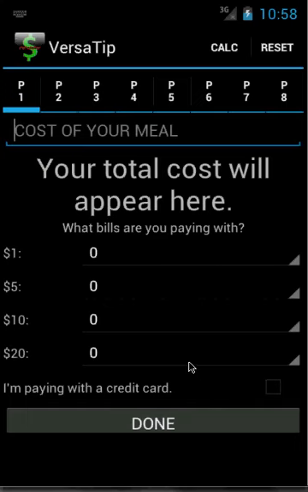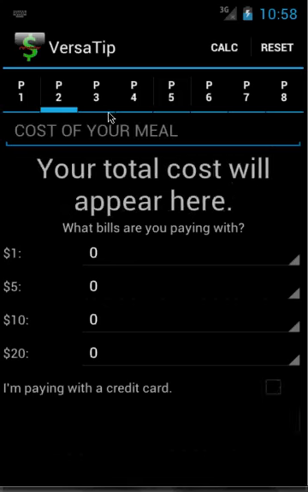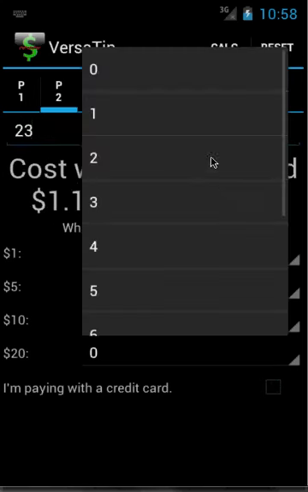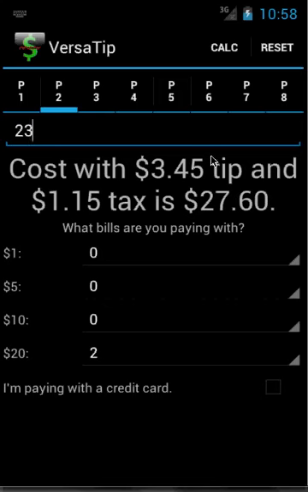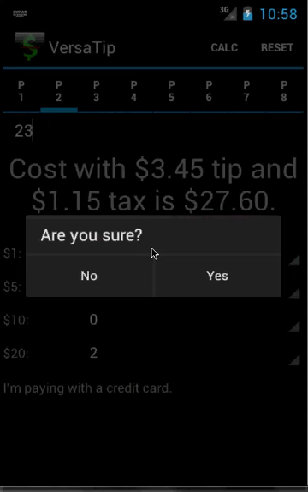Let's also complicate it a little more. Let's say my meal was $13.99. We just check this box here to designate that I'm paying with a credit card. And then person 2's meal was the same. And we'll give him the two 20s as before. Remember, if you make too many mistakes, just hit the reset button and everything will go back to the way it was.